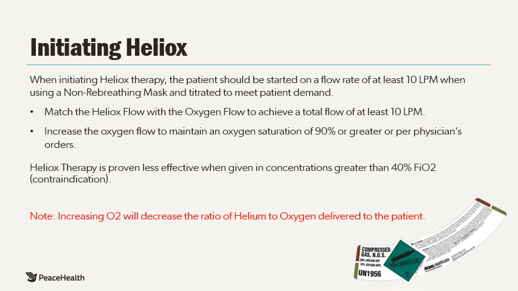When initiating Heliox therapy, the patient should be started on a flow rate of at least 10 liters per minute when using a non-rebreather mask, and titrate to meet the patient's demand. You want to achieve a total flow of at least 10 liters a minute. This is either coming from the regulator or your oxygen combined flow of 10 liters. We also want to maintain an oxygen saturation of 90% or greater, or our physician's order.